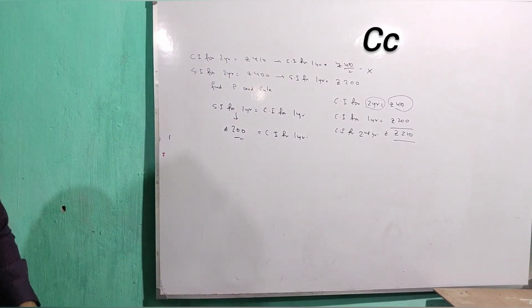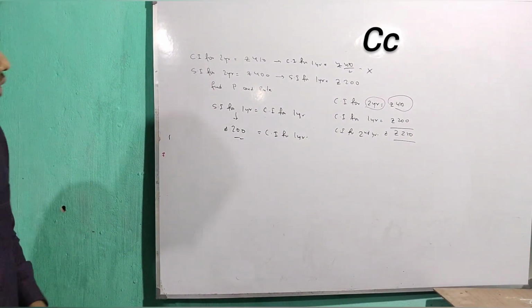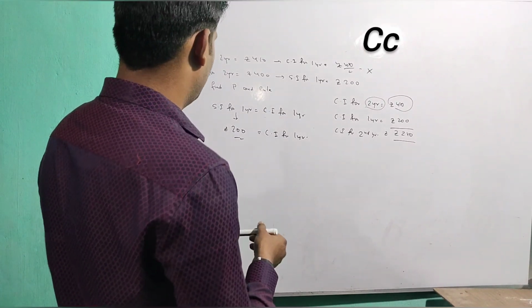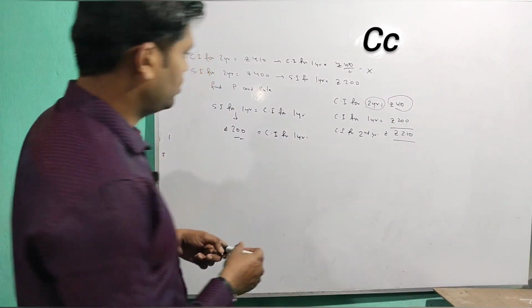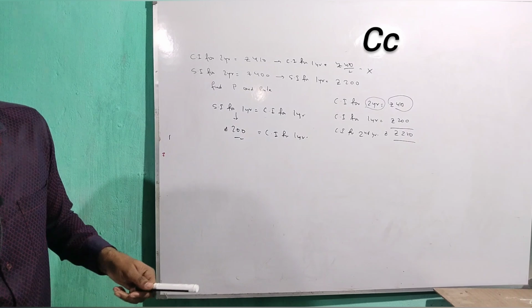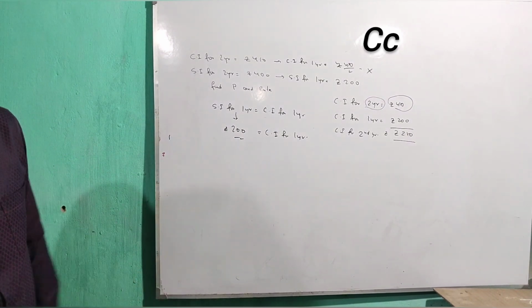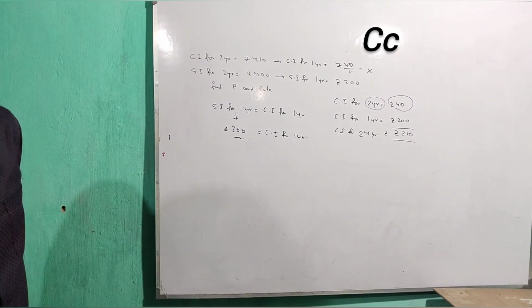So compound interest for the second year is 210. Now what is the difference?